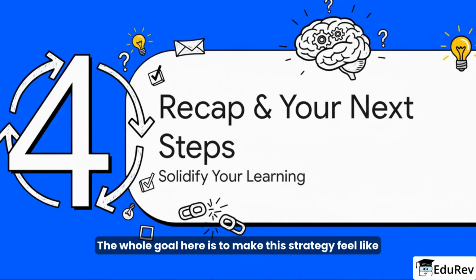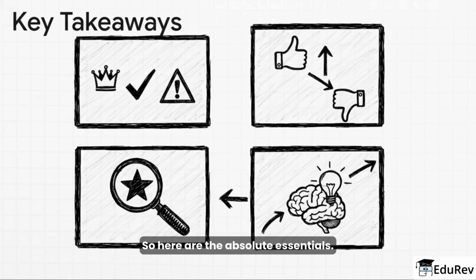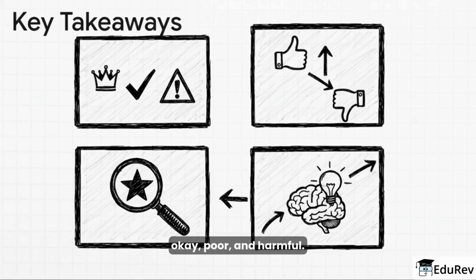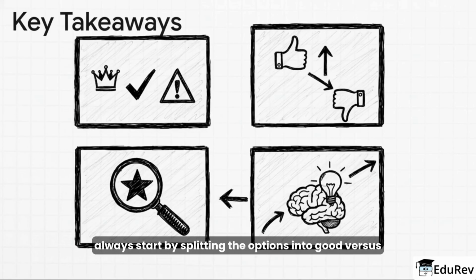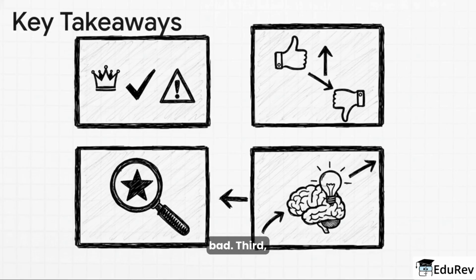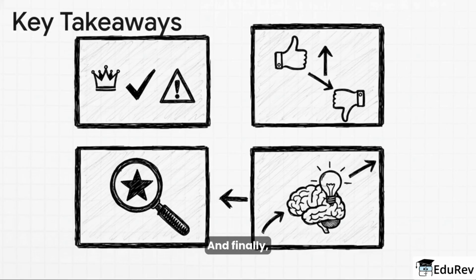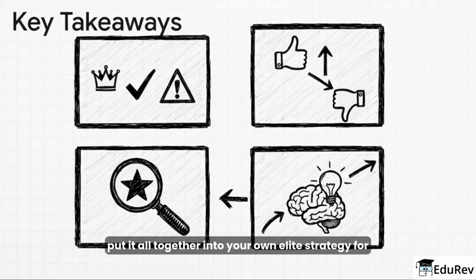The whole goal here is to make this strategy feel like second nature, something you can just do without thinking, especially under pressure. We've gone over a lot, so let's lock it all in with a quick recap. So, here are the absolute essentials. First, you've got to know the difference between ideal, okay, poor, and harmful. Second, always start by splitting the options into good versus bad. Third, use that A-first check to hunt for the perfect answer. And finally, put it all together into your own elite strategy for maximum speed and accuracy.